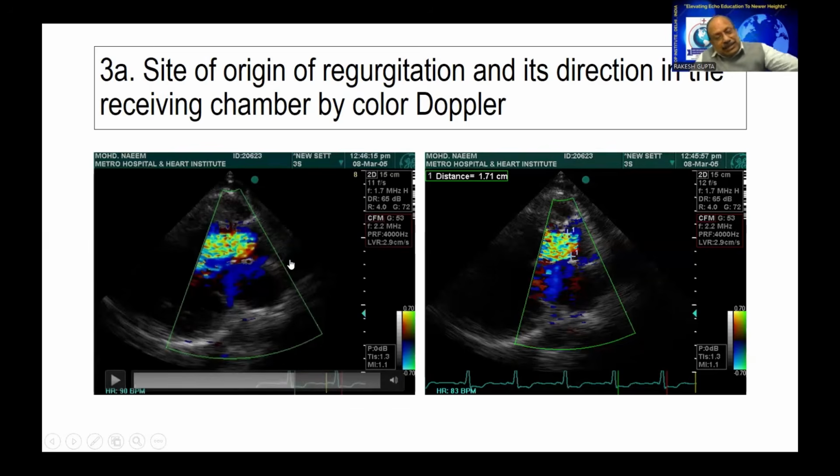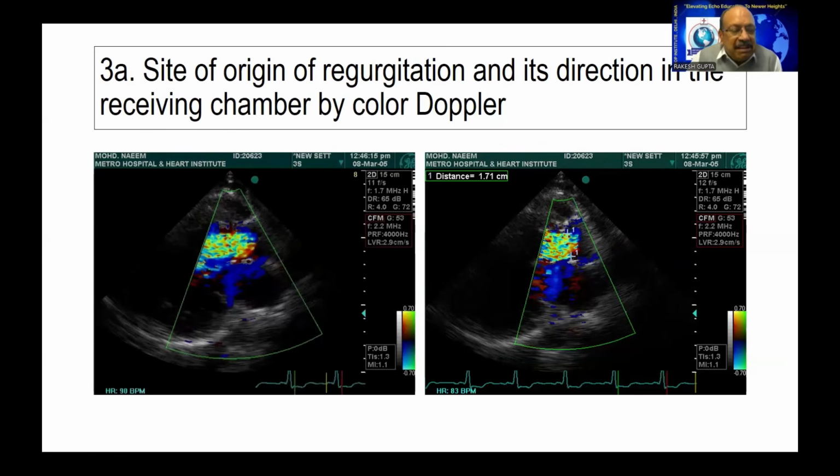And there it was, jet area versus LA area. Here is jet height versus LVOT height. And this is what we do in Plax window. This technique was devised by none other than Dr. Nanda from the US in the 80s, I believe. He was a pioneer of developing this technique of assessing aortic regurgitation.